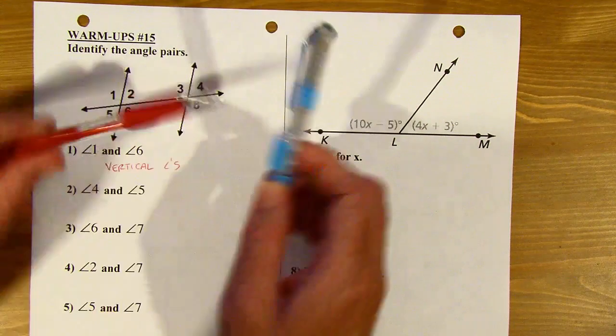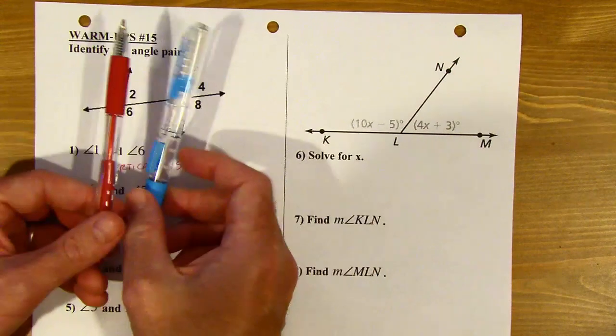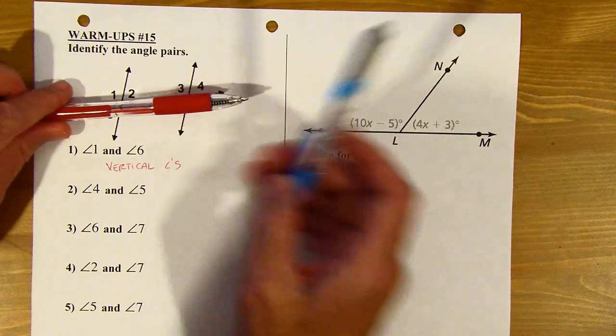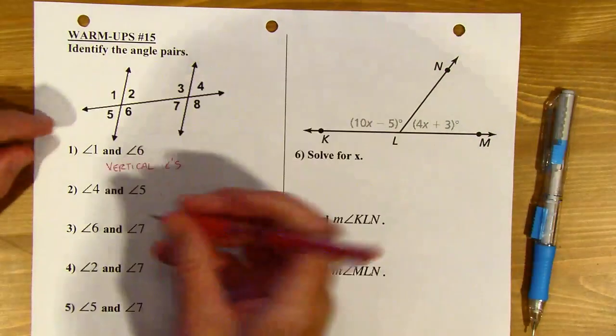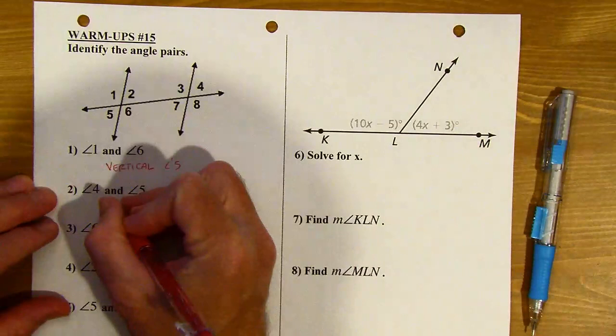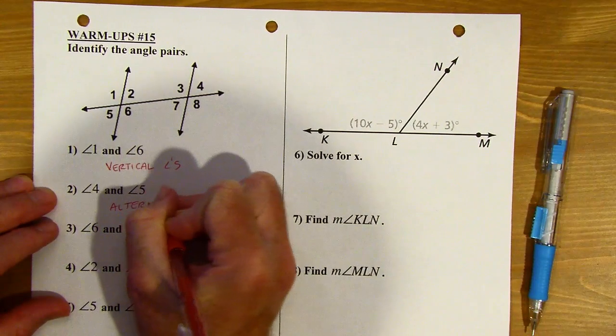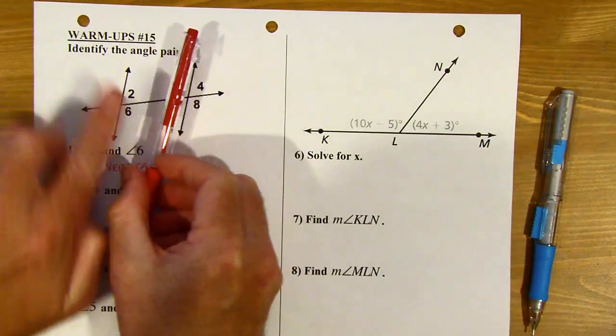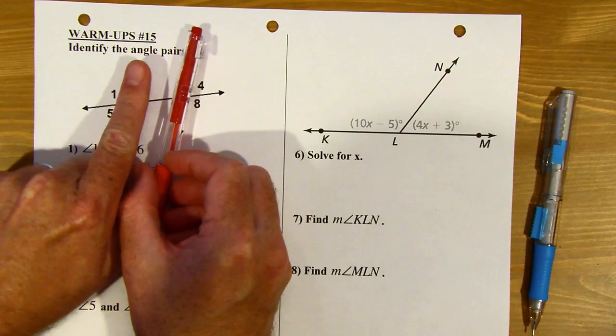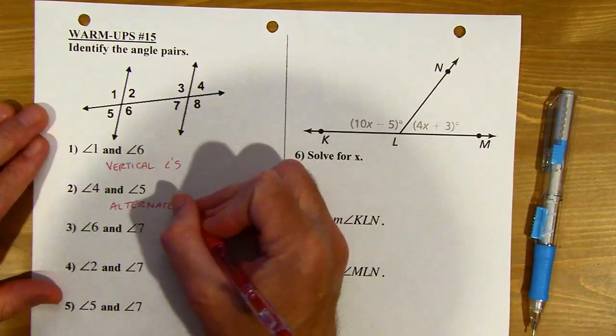So they're on the exterior of the tracks. Now they're on different sides of the transversal outside the tracks. Different sides, I'm going to call alternate, to represent they're on different sides of that transversal. And then they're on the exterior of these two tracks. So alternate exterior angles.